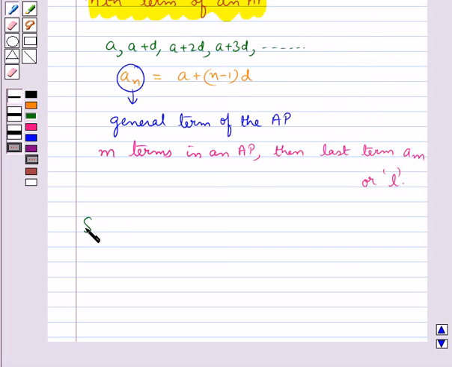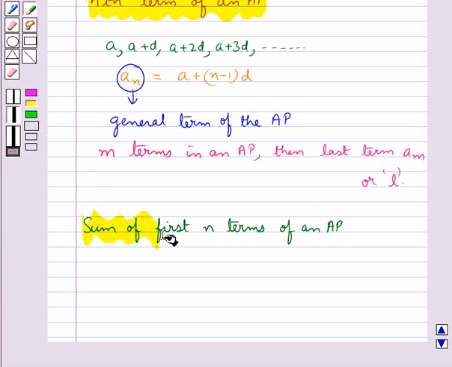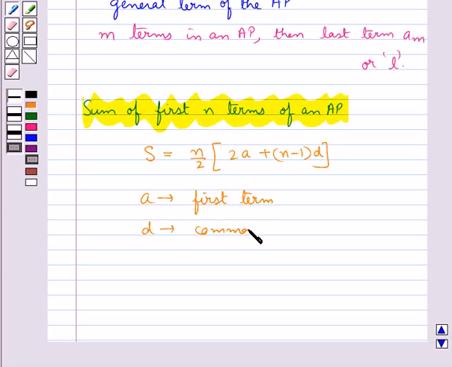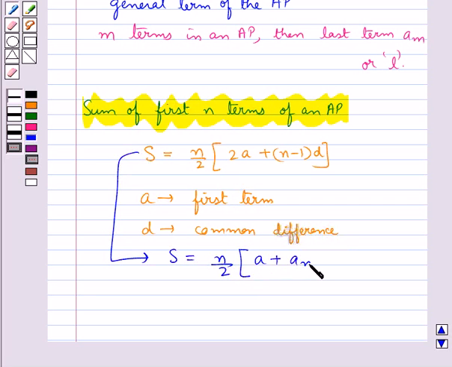Now we shall discuss the sum of the first n terms of an AP. Let the sum of the first n terms of an AP be denoted by the letter S. This is equal to n upon 2 multiplied by 2a plus n minus 1 into d, where a is the first term and d is the common difference. This can also be written as S is equal to n upon 2 multiplied by a plus an, where this an is the nth term of the AP.